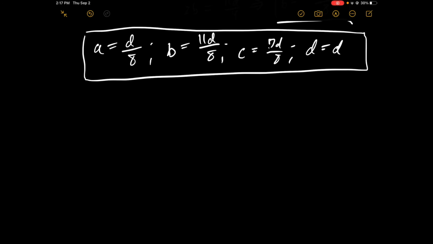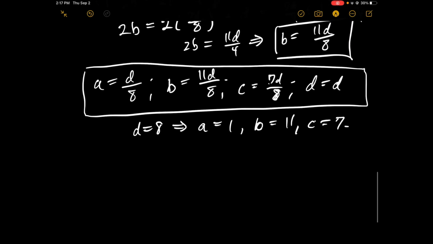So if you look at the answers here, we notice that our biggest common denominator is 8. So why not just choose D to be 8, so that way A, B, and C are all integers. So if D is 8, then we let A equal 1, right? Because 8 divided by 8 is 1. B is equal to 11, and C is equal to 7.